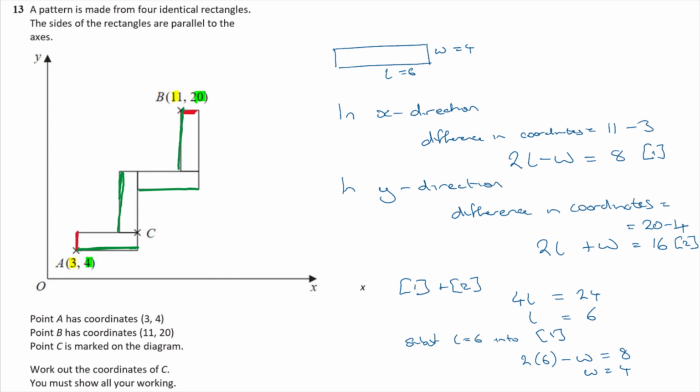So then the coordinates of C, if you think about what C's coordinates are, if you start from A, which is at 3, and then I add on an L, one side of my rectangle, I'll be adding 6 on, won't I, to get to 9 in that direction. And then in the Y direction, if I start at A, which is at 4, I need to go up a width, don't I, a W. The width is 4, so 4 plus 4, that's going to take me to 8. So then the coordinates of C must be 9, 8.